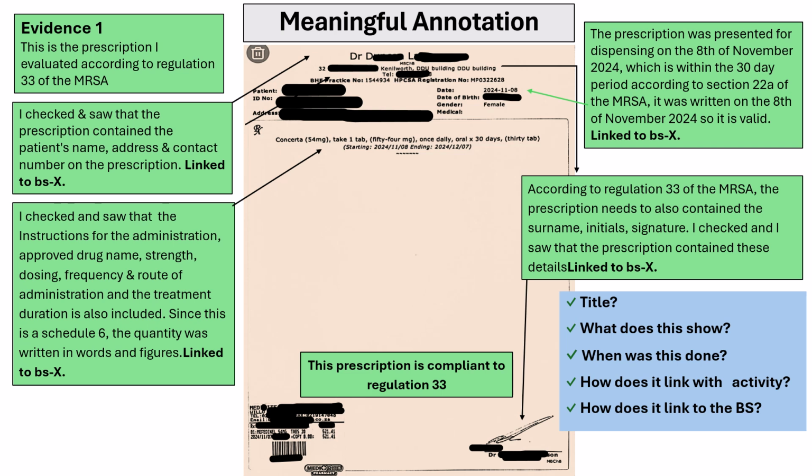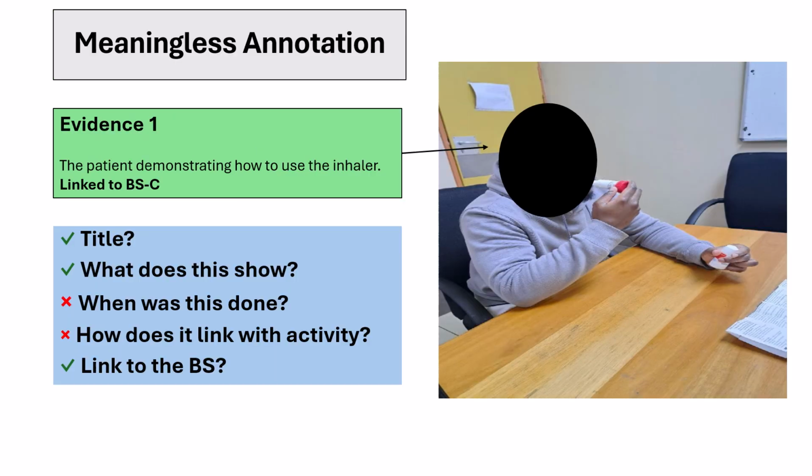So how does this link with the activity? So they've already stated that according to this act or the overall activity, they're supposed to evaluate the legality of a prescription, which they did. And then they also explain with the relevant act. So this is way better. This is another example of when we're annotating a picture.